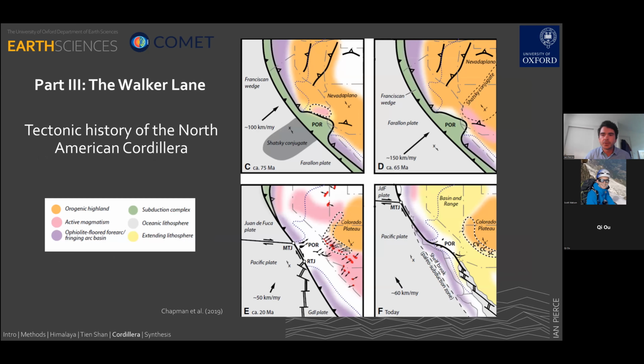For the last part of this tour, I take you to the Walker Lane fault system in the Western United States. Before showing you the modern tectonics, it helps to provide a brief geologic history of the region. For much of the Paleozoic through the early Cenozoic, the margin of Western North America hosted a subduction zone. This compression produced a high plateau known as the Nevadaplano.